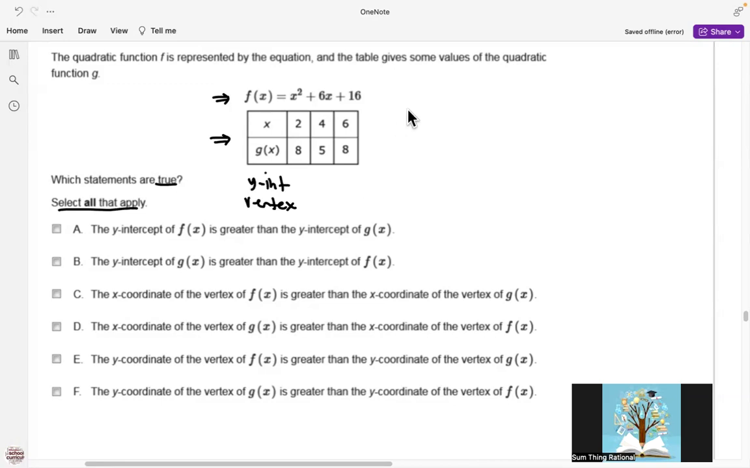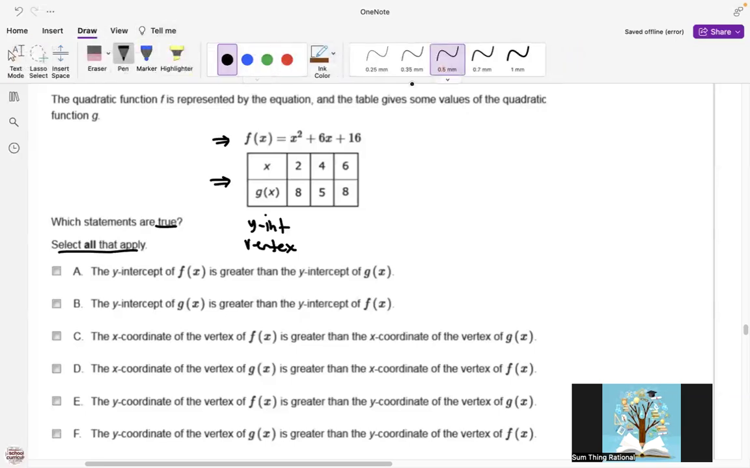So for the first function, f of x is equal to x squared plus 6x plus 16. What is the vertex of this function? To find the vertex, we need the axis of symmetry. We need to find x is equal to negative b over 2a. It is the axis of symmetry and at the same time the x-coordinate of the vertex. Here b is positive 6, with the negative from the formula, over 2 times 1. So negative 6 divided by 2, which is negative 3.